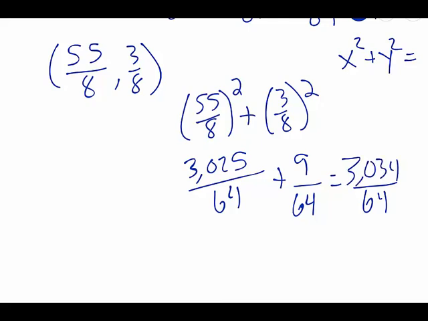And if we reduce this here, this is definitely not equal to 1. This is equal to 47 point something. So this is not correct. So for this point here, no, this one is not on a unit circle.